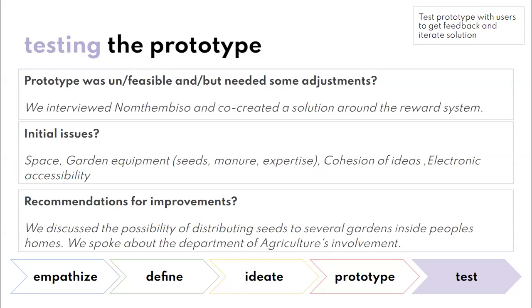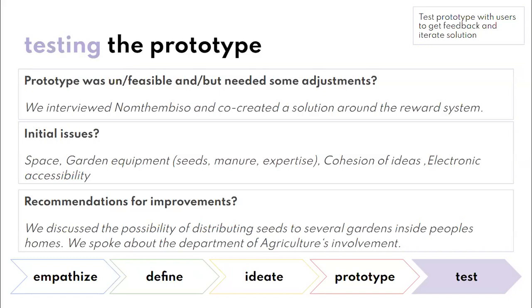Another question, in the testing phase, having people experience this, were there any issues? They found that space was an issue. Garden equipment was an issue, so they didn't take that into consideration when proposing a garden. The cohesion of ideas, the fact that there was a reward system, a garden, and then also an acknowledgement ceremony was somewhat separate. They didn't come together that well. And also they had an issue with electronic accessibility. So having people have access to electronics, maybe if it was a reward system on your phone, did people actually have an Android or whatever these high-tech new phones are where you can have an application to do those types of things?